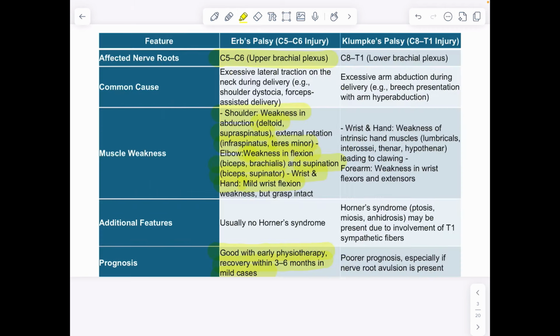Now another thing that they used to ask is the Klumpke's palsy. All of you know that Klumpke's palsy is injury to the lower trunk of the brachial plexus, and there are going to be two features related to this Klumpke's palsy. One is the claw hand and the other one is the Horner syndrome. All of you are aware of what the Horner syndrome is. There will be ptosis, miosis, anhidrosis, loss of ciliospinal reflex, and enophthalmos. And it is because of the involvement of the T1 sympathetic fibers, because the lower trunk of the brachial plexus is made up of C8 T1.